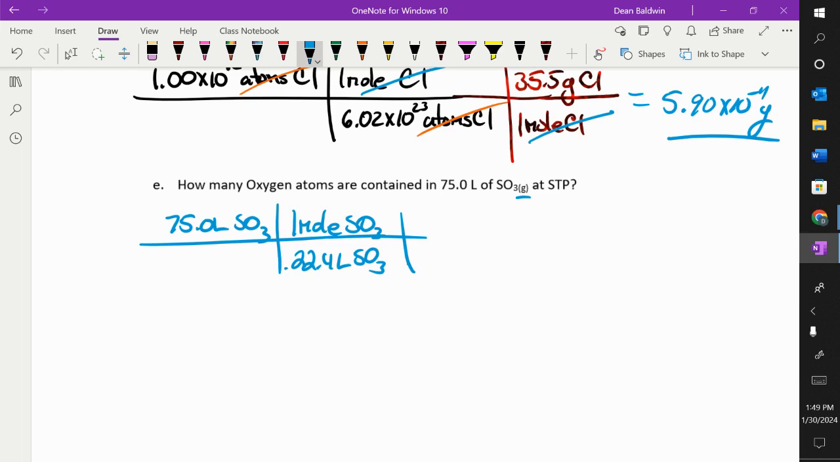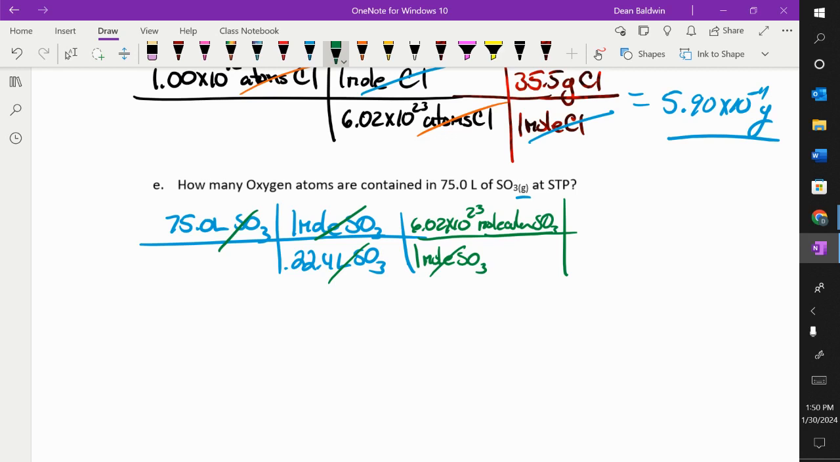How many molecules of SO3 are there in 1 mole? Avogadro's number. In 1 mole of SO3, there is 6.02 times 10 to the 23 molecules of SO3. So the moles cancel, the liters cancel. I now have molecules of SO3 as my units. Is everybody with me so far?